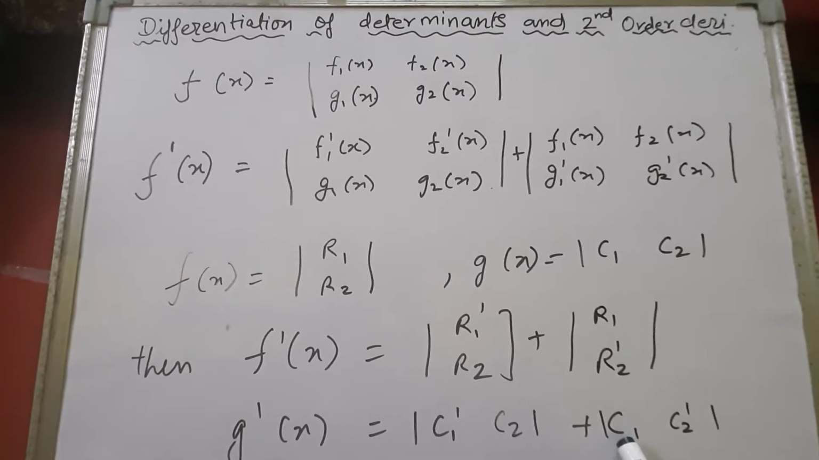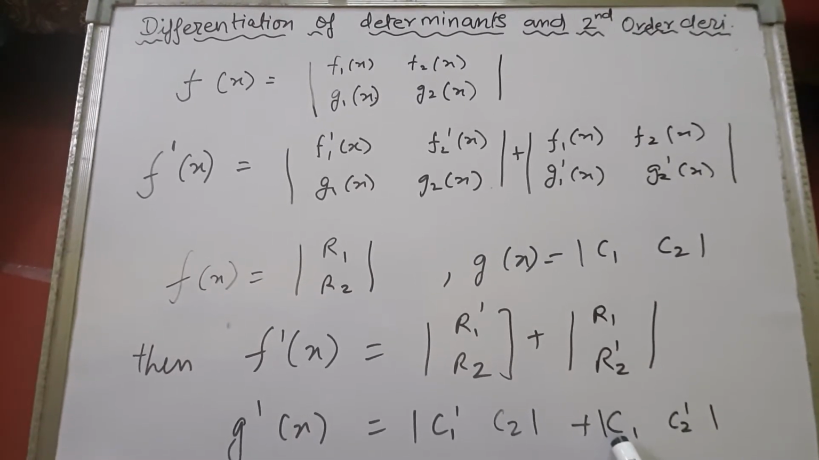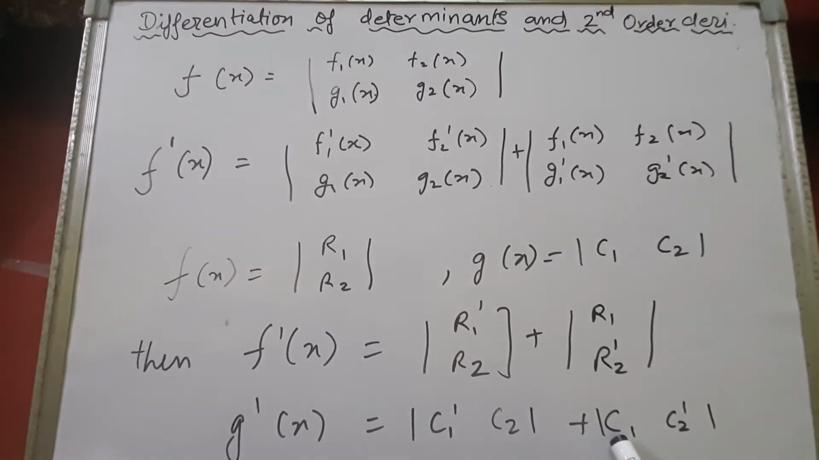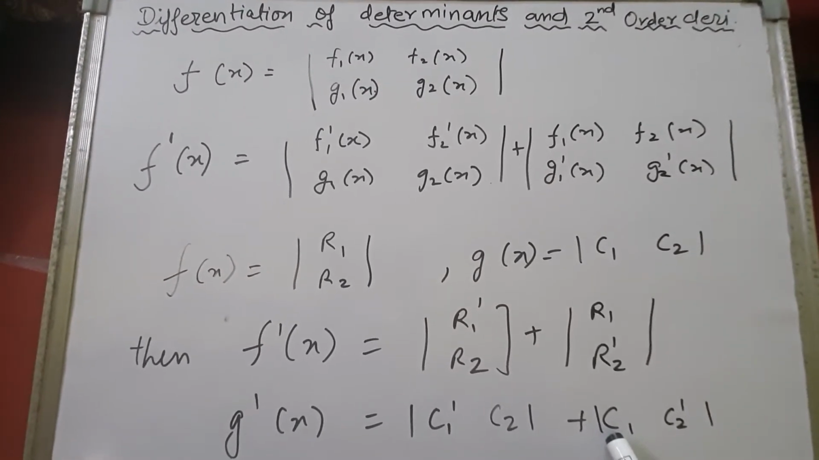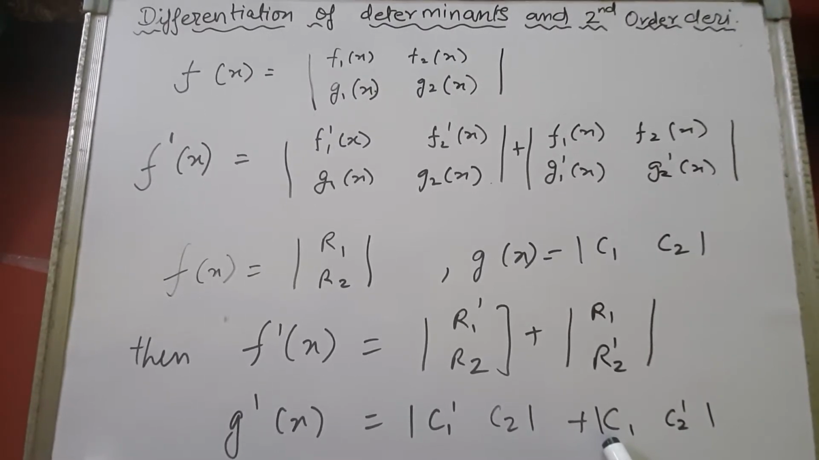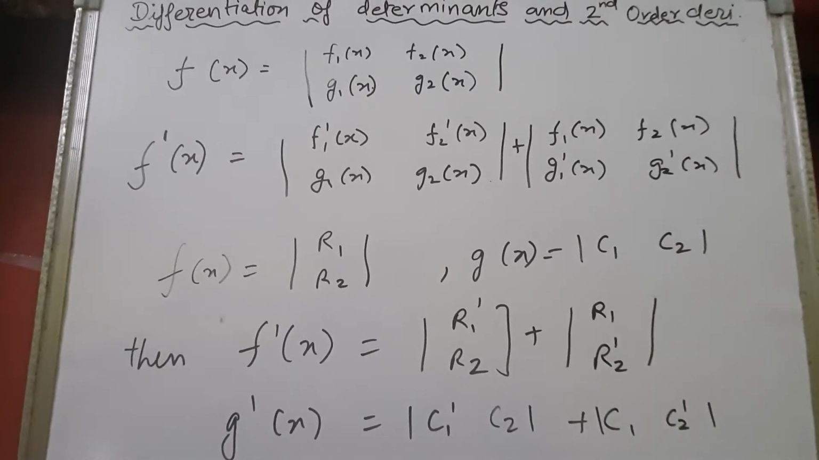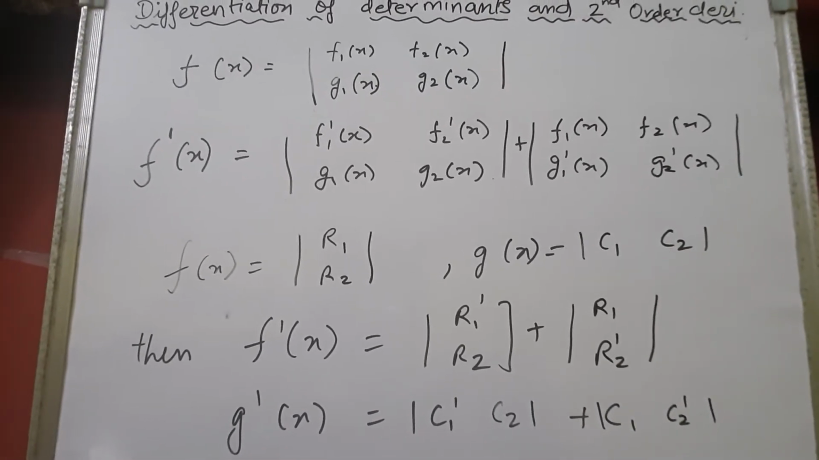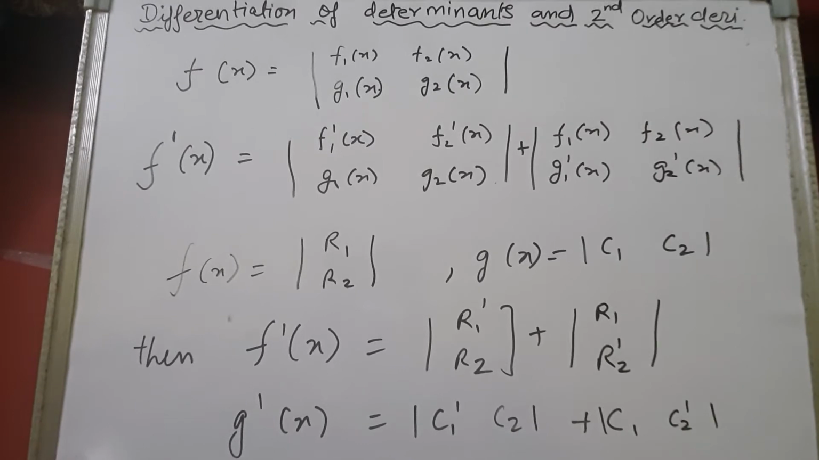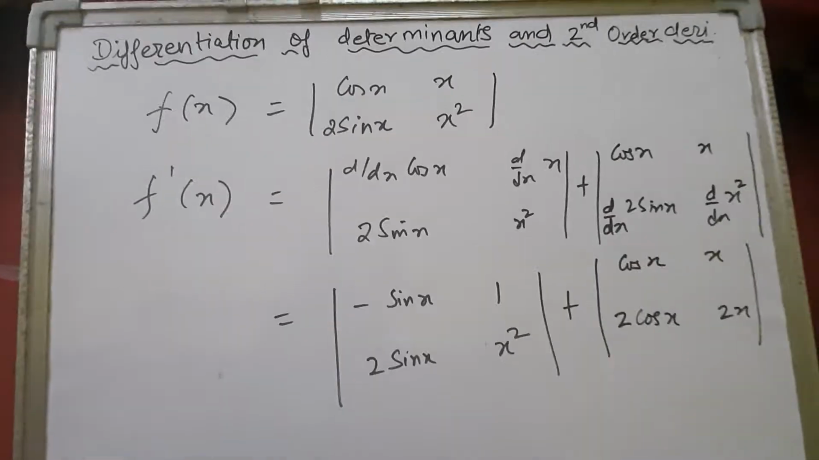Right children? So that means one row or one column at a time. When we are differentiating a determinant, we'll differentiate either one row or one column at a time. Okay, we cannot differentiate both the rows or both the columns at the same time. When we are differentiating the first row, the other rows will remain same. When we are differentiating the first column, the other column will remain same. Right children? Note down please.